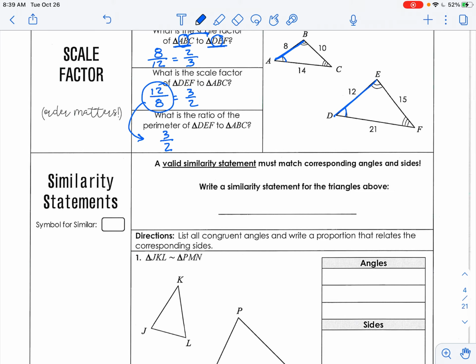Now, a similarity statement must match the corresponding sides. And it says write a similarity statement for above. They kind of already did it for you, but what that would mean would be if we wanted triangle ABC. Now, here's the similar sign. Okay, the similar sign is one squiggle. Notice there's no equal sign. Okay, if it were congruent, then we would match up the angles, right? So A is with D, B is with E, and C's with F. So the order of the letters, just like the last time, does matter. And the similarity statement's going to be a squiggle right there.